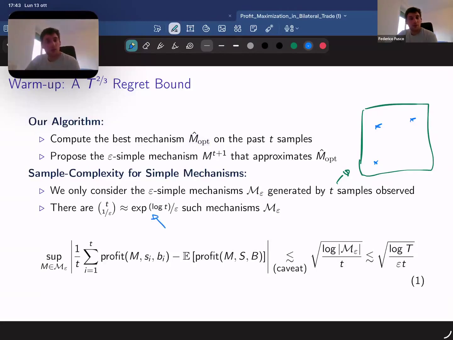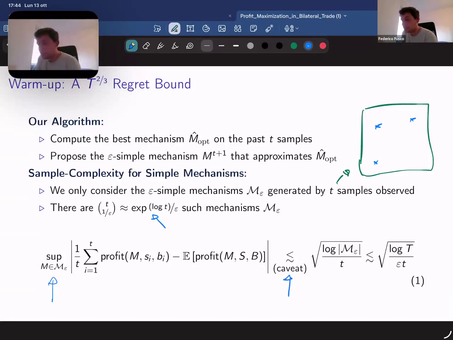So what you can do is just union bound over this family. You can prove that the error that you make in this class of epsilon simple mechanisms will be at most the square root of the log of the cardinality of this family divided by t. And in particular, since the cardinality is exp of log t over epsilon, you will get log t over epsilon here. But here there is a caveat.